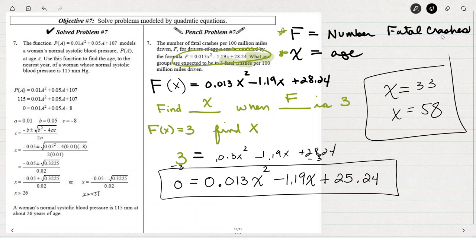So we could fill that in to say that the age groups expected to be in 3 fatal crashes are those who are 33 years old and those who are 58 years old.